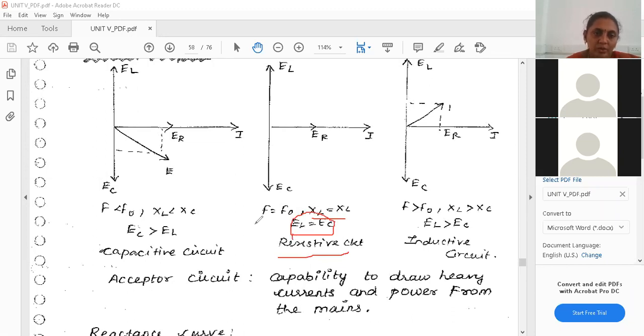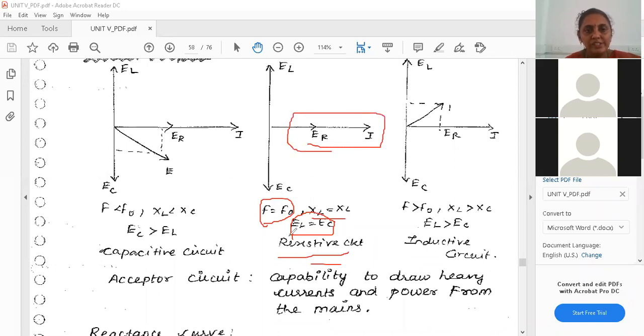the capacitor. Now all this occurs at F is equal to F naught only. The XL and XC values are equal. Otherwise, XL will be greater or XC can be greater. It depends upon the values of the inductance and the capacitance. Clear? Now, we have told this is going to be a resistive circuit. So resistive circuit means what is the next thing? The voltage and current are going to be in phase with each other, right? So I and ER are going to be in phase with each other.